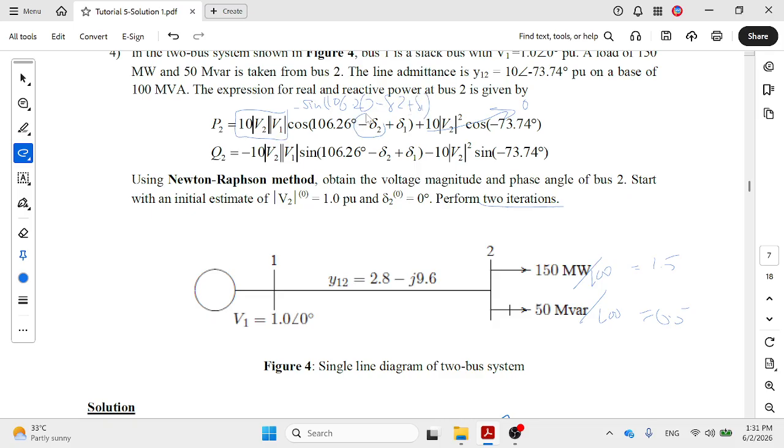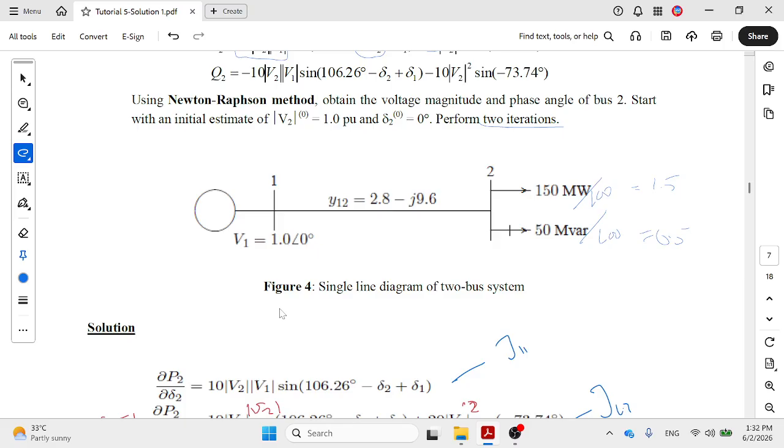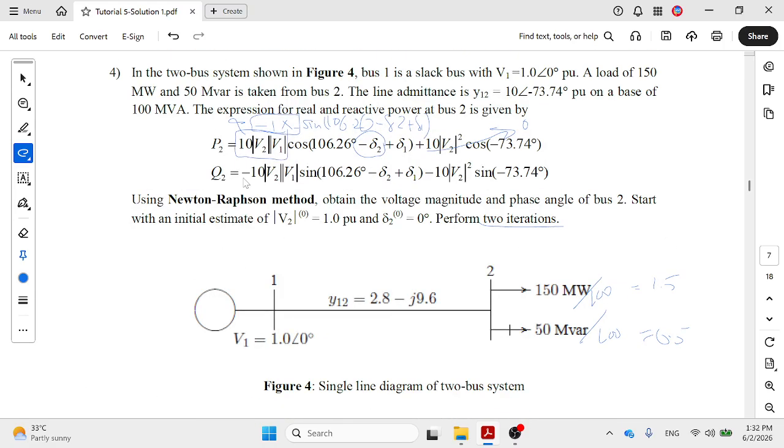Then here we also have another one where you have to find the round of delta. Since it's delta 2, it becomes times minus 1. So minus 1 times minus is positive. So you can see here 10 V2 V1 sine, and this is J11.